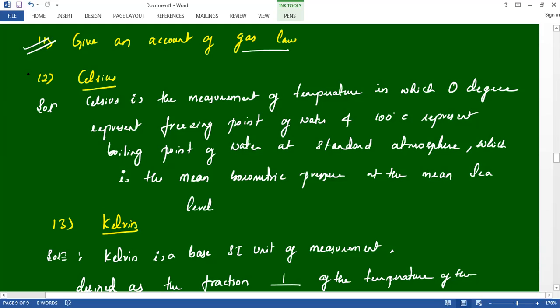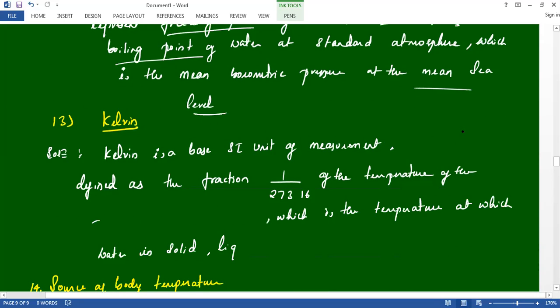That is question number 12: define Celsius. Here Celsius is the measurement of temperature in degrees, where 0 degrees represents the freezing point of water, and 100 degrees Celsius represents the boiling point of water, at standard atmosphere, which is the mean barometric pressure at mean sea level. So this is about Celsius.